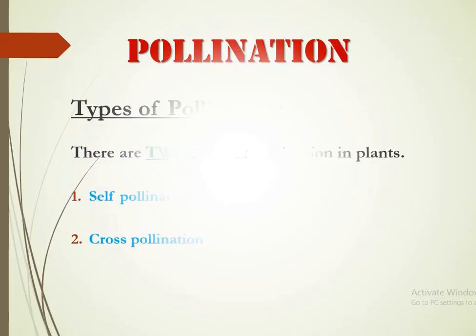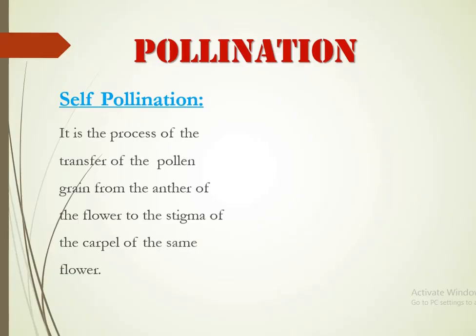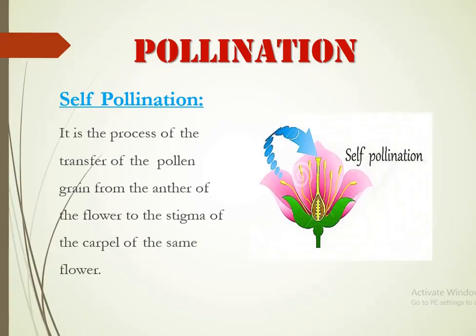Dear students, now we will discuss each type separately. First is self-pollination. It is the process of transferring of pollen grains from anther of the flower to the stigma of the carpel of the same flower. So in the given diagram, you can see there is an anther which contains pollen grains. When these pollen grains are shifted from anther to the stigma of the same flower, then we can say this is self-pollination process.